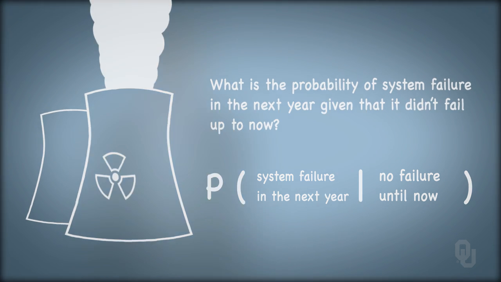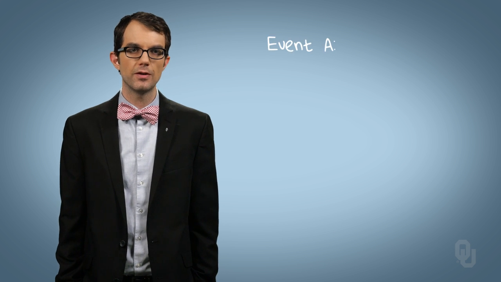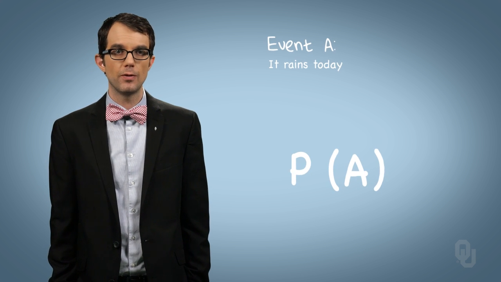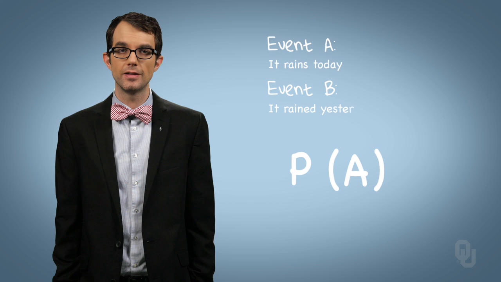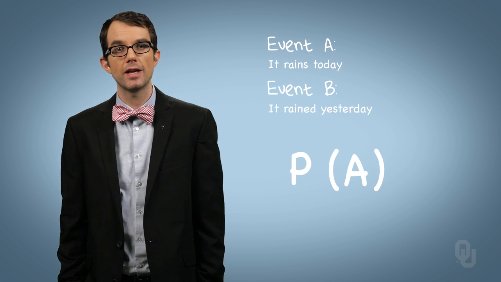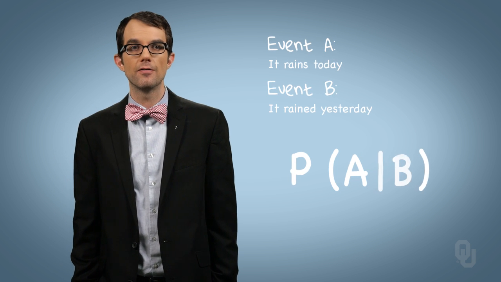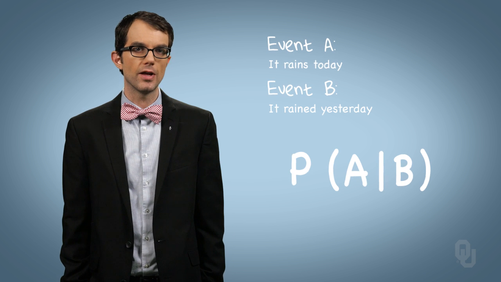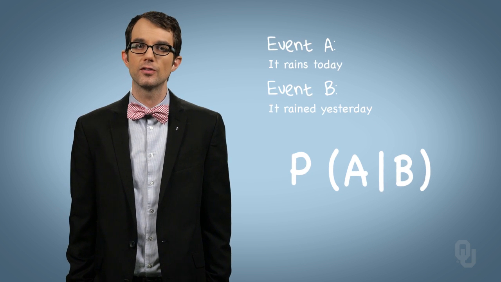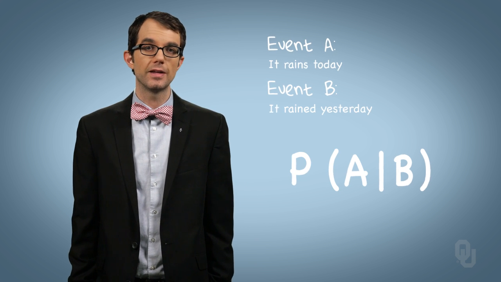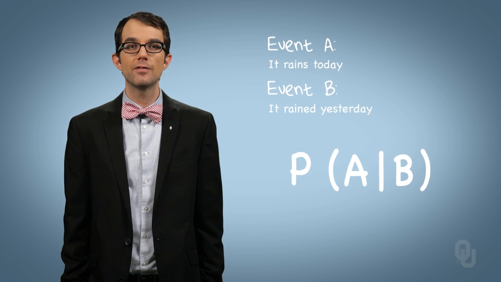For another example, if we define event A as it rains today, we could describe the likelihood of A with P of A. If we define event B as it rained yesterday, the conditional probability of it rains today, given that it rained yesterday, is P of A given B. That is, given that we have information that it rained yesterday, that may change how we characterize the probability that it rains today. We might be improving our ability to characterize the probability of A, given that we know that B has occurred.